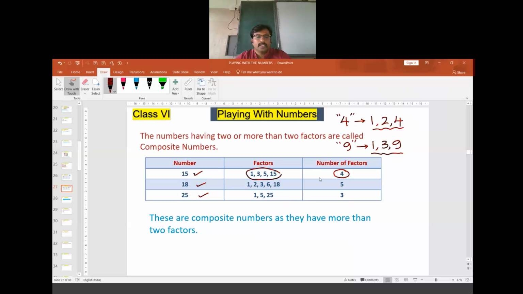Which is the smallest odd number and a square number which is composite? Smallest odd number and composite number and square number. And once again, the answer is 9 because 9 is a square number. It is the smallest square number which is odd, and also it is a composite number.